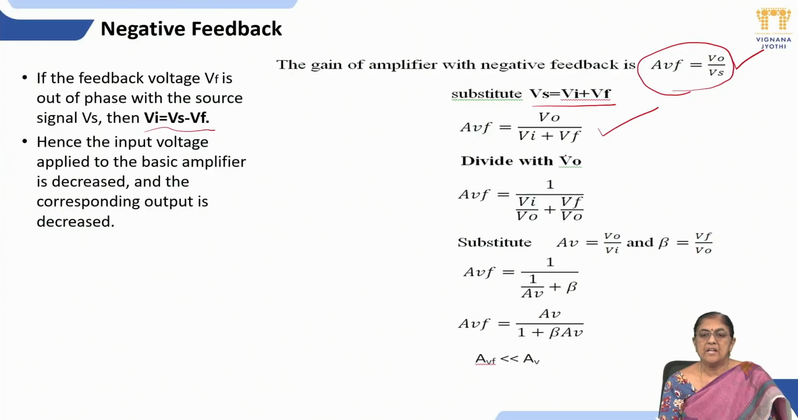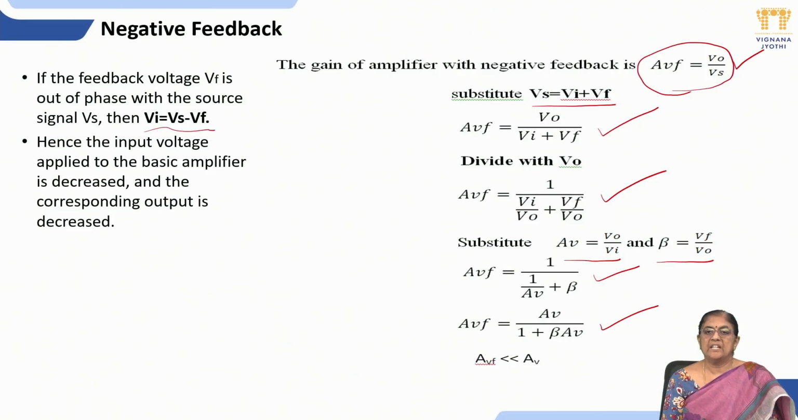So divide by V naught. Then AVF is equal to 1 by Vi by V naught plus Vf by V naught. What is AV? AV is the gain of the amplifier without feedback. AV is equal to V naught by Vi, and the feedback factor beta is equal to Vf by V naught. Then AVF becomes 1 by AV plus beta. By simplifying this expression, AVF is equal to AV by 1 plus beta AV.